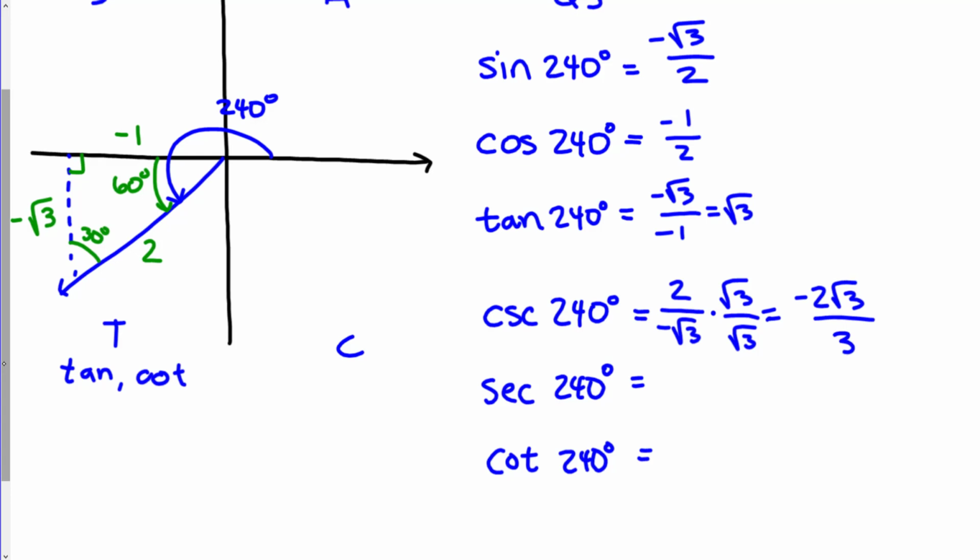Secant of 240 is going to be 2 over negative 1, which is negative 2. Cotangent of 240 would be negative 1 over negative root 3, which, if I rationalize the denominator, would be negative, sorry, the negatives are canceling. So it would be positive root 3 divided by 3. So those are the remaining trig functions.